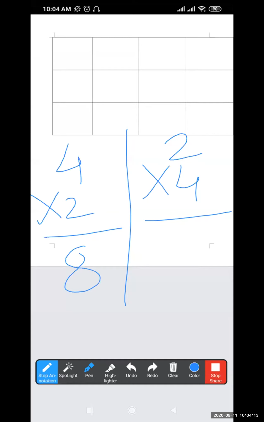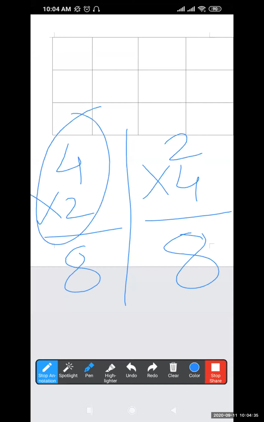2 multiplied by 4. Table of 4 till 2. 4 1s are 4, 4 2s are 8. Oh my god, we got the same answer here also, right? We got the same answer. That means if we change the places of multiplicand and multiplier, the answer still remains same.